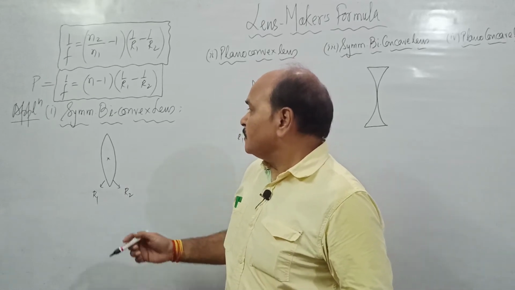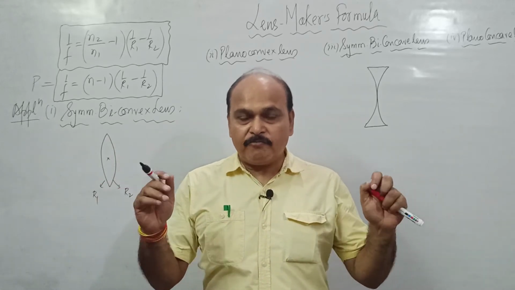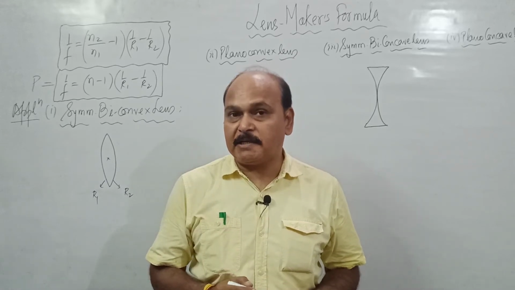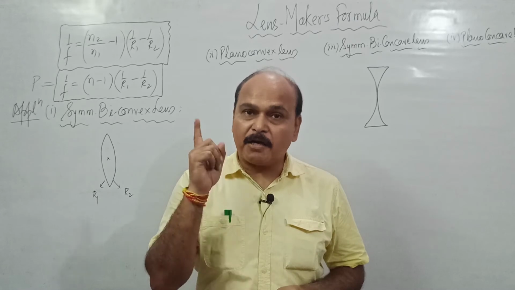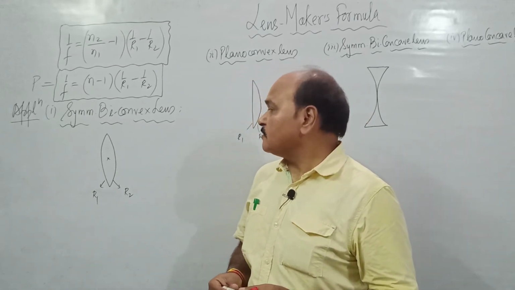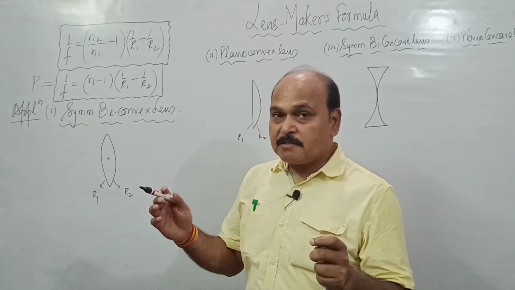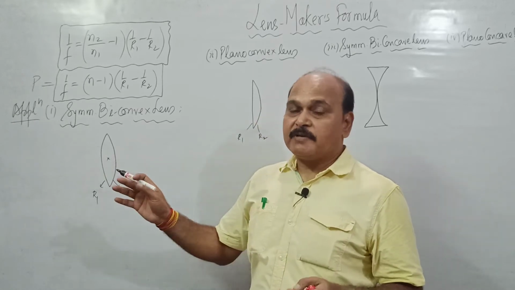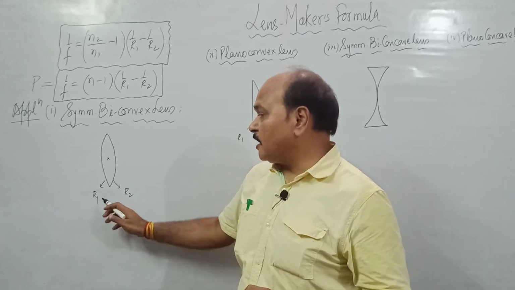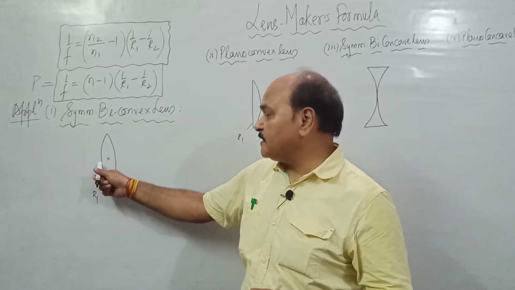Well, this is a symmetrical biconvex lens. In all the uses we are going to study, we are going to apply sign convention. And with the help of sign convention, we will decide the sign of R1 and R2, the radii of curvatures of the two surfaces of the lens. So this is symmetrical biconvex lens. Symmetrical biconvex lens means the lens whose both the surfaces have equal value of radii of curvature. That means this R1 is also R and this R2 is also R. So this is first surface, this is second surface.